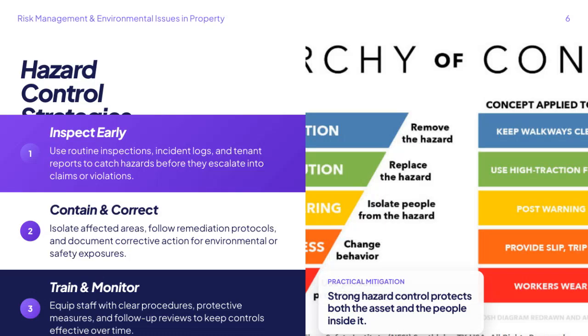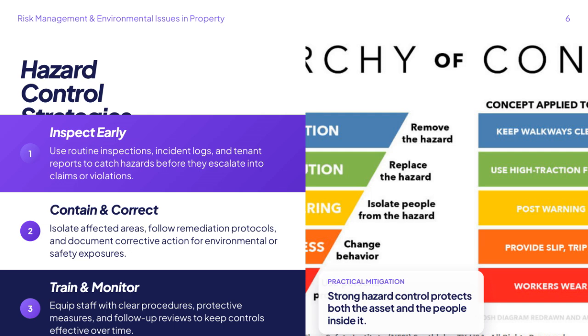Effective hazard control is essential to protecting both the property and the people inside it. The first step is to inspect early. This means using routine inspections, reviewing incident logs, and paying close attention to tenant reports in order to identify potential hazards before they grow into serious claims or violations.